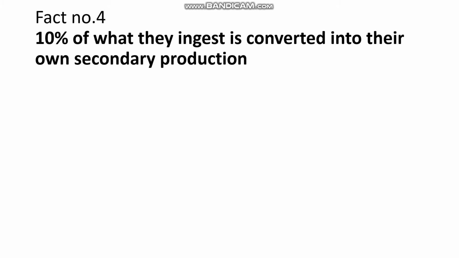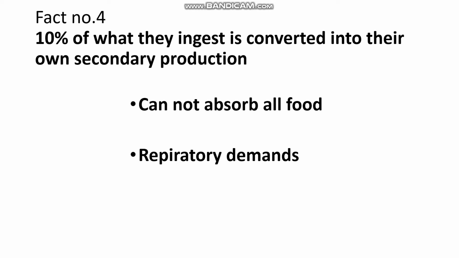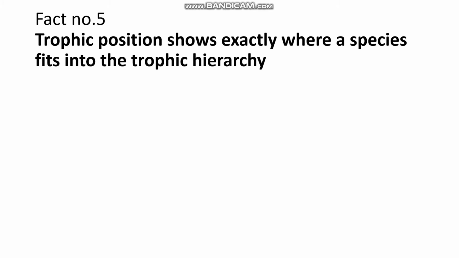Fact number 4. Many scientists found out that only 10% of what they ingest is converted into their own secondary production. This can be explained by heterotrophs, such as animals, not assimilating all their food and having substantial respiratory demands. Fact number 5. Trophic positions show exactly where a species fits into the trophic hierarchy.